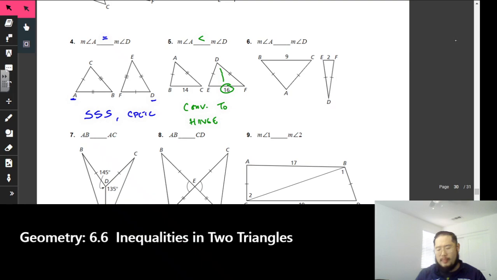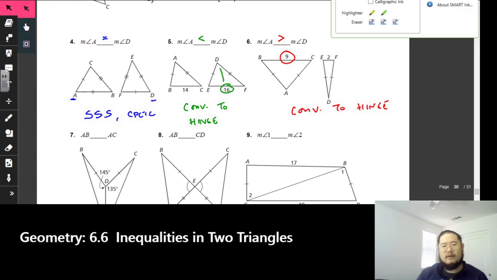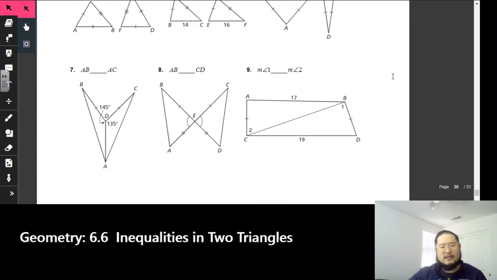Number 6, let's take a look right here. I've got two isosceles triangles. I have 9 is the larger side, opposite of angle A. So measure of angle A is greater than the measure of angle D. We have two congruent sides and the third side. So this right here is the converse to the hinge theorem as well. Let's move right along to number 7.